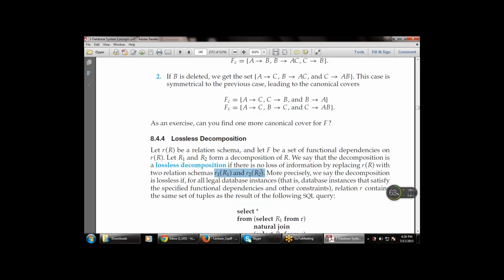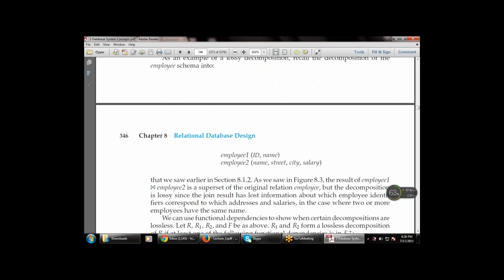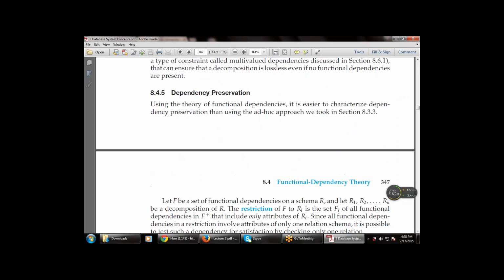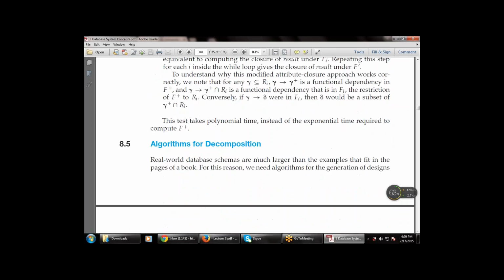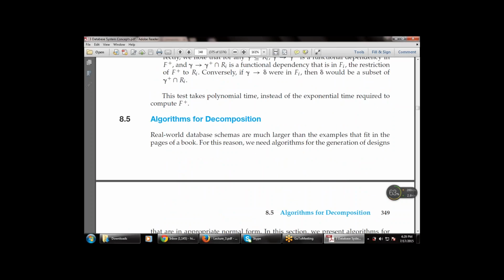Then what is a lossless decomposition? That is, if there is no loss of information by replacing the relation schema R with R1 and R2, that is known as a lossless decomposition. That is, there is no loss of data. Then there is dependency preservation, that is, how to preserve the dependency constraints.